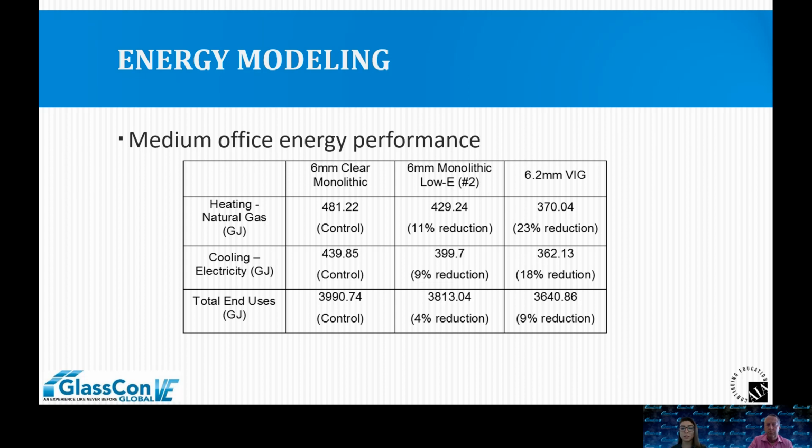This is obviously just a simple example of what your energy impacts could be. But I would recommend hiring an energy consultant to help you with a model of your specific building and see if this would be a viable option for you.